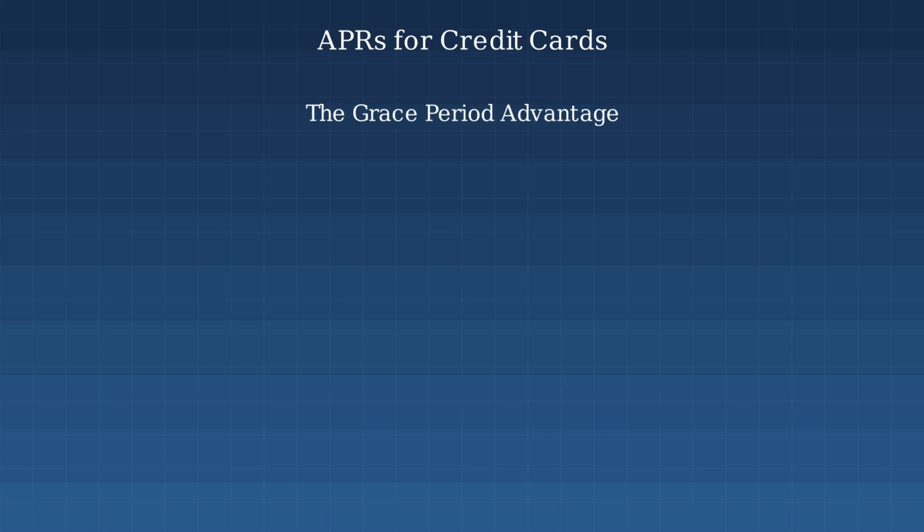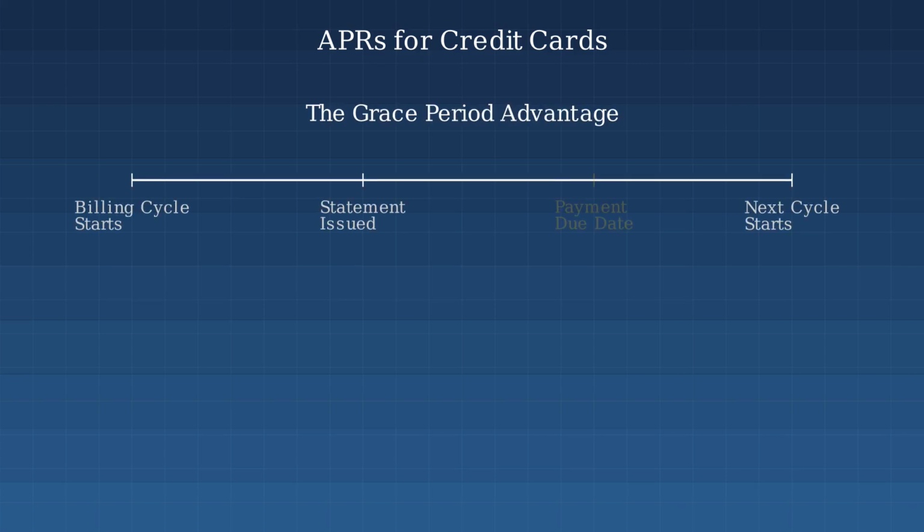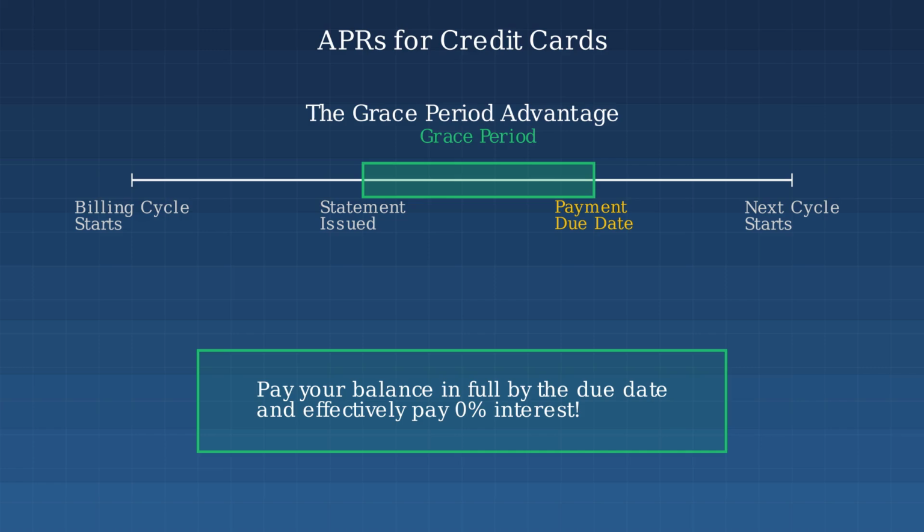One of the most important things to understand about credit card APRs is that they only apply if you carry a balance beyond the grace period. The grace period typically extends from your statement date to your payment due date. If you pay your full balance by this deadline, you won't be charged any interest, regardless of the card's APR.